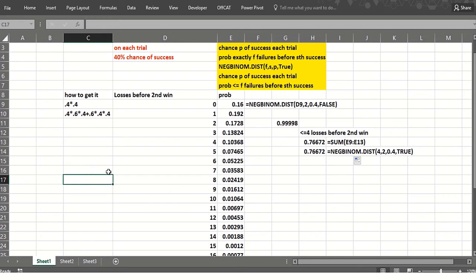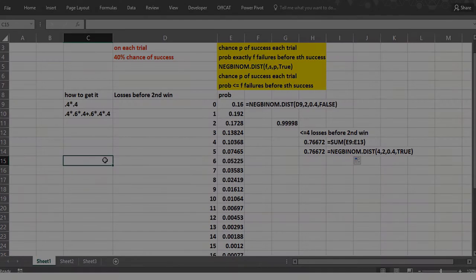So that basically is, I think, a nice tutorial on the negative binomial random variable and the NEGBINOM.DIST function, which allows you to compute negative binomial probabilities.